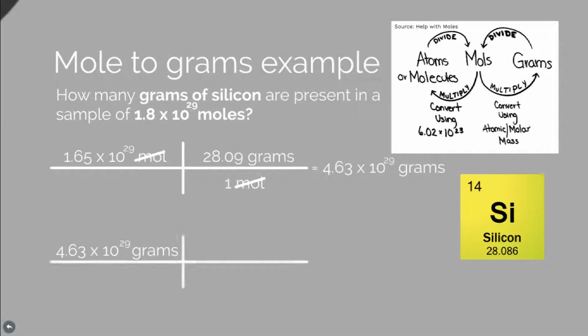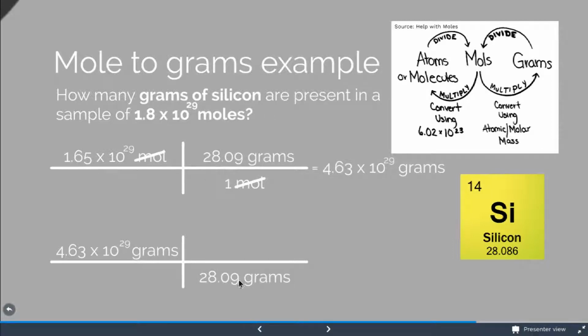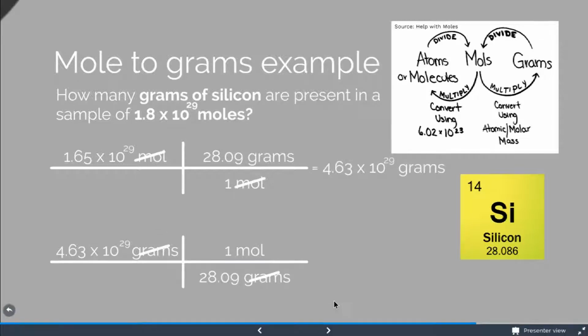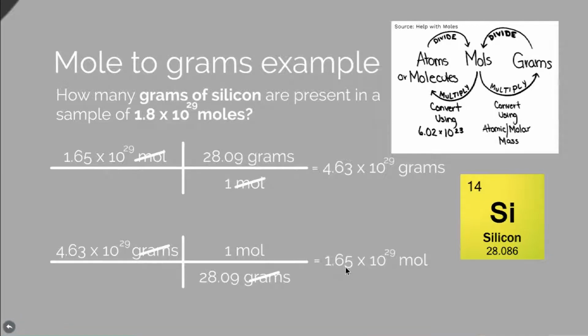So again, it's the same process. We can set up our table. In this case, instead of having the molar mass on top, we're setting it on the bottom, so we can have moles on the top. In this case, grams to grams will cancel out, and we're left with moles as our last unit. You do the same math, 4.63 times 10 to the 29th power divided by 28.09 gets you the result of 1.65 times 10 to the 29th number of moles. And so if we take it back to the graphic and we start here with grams, we're moving towards moles. And if we follow the right arrow, we are dividing by the molar mass, which is exactly what we set up in this section too.